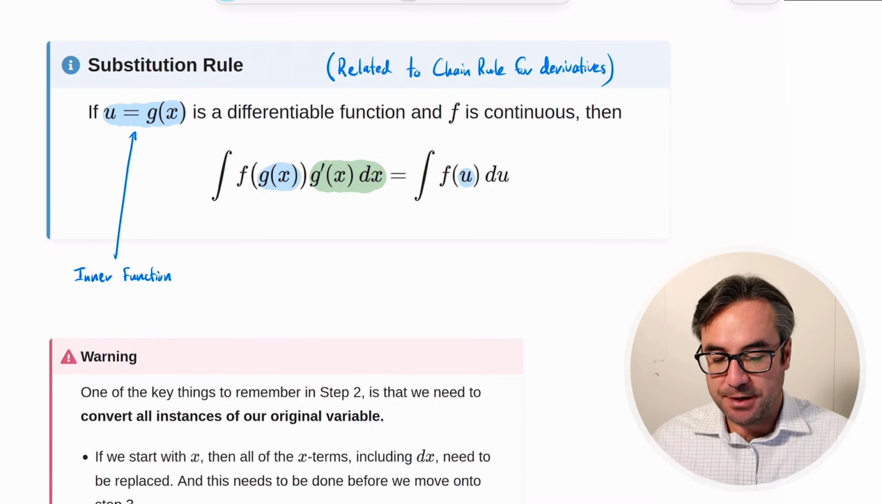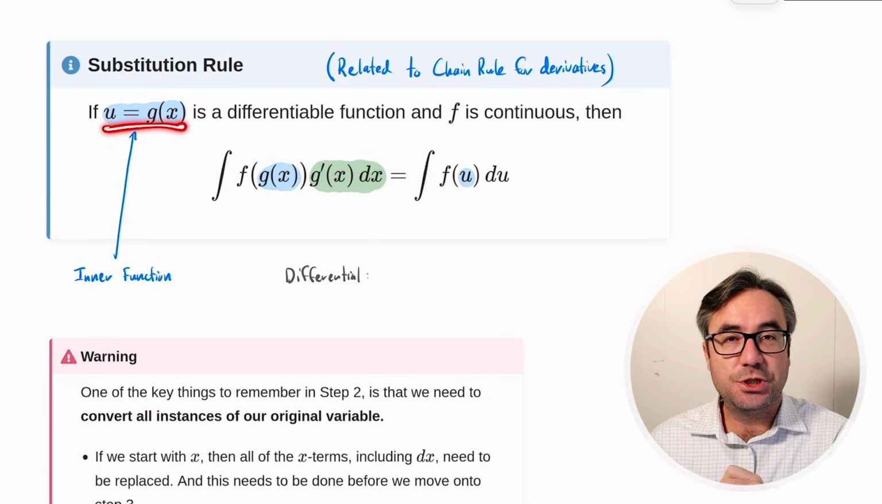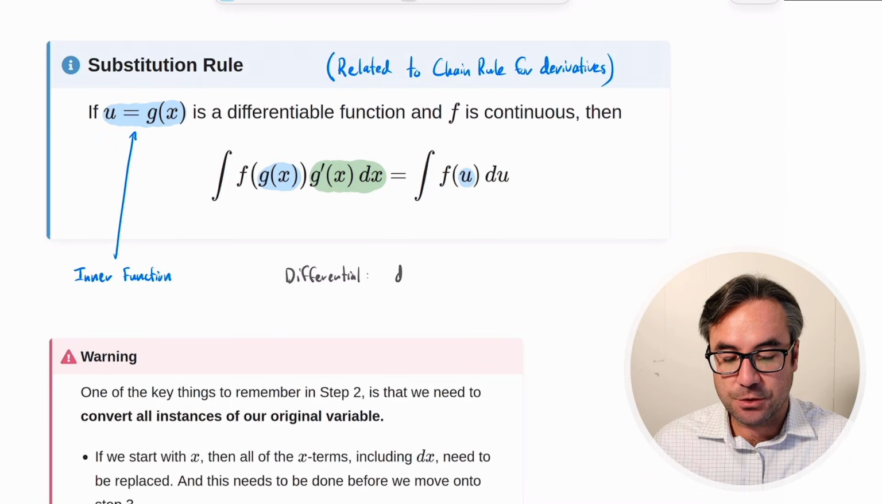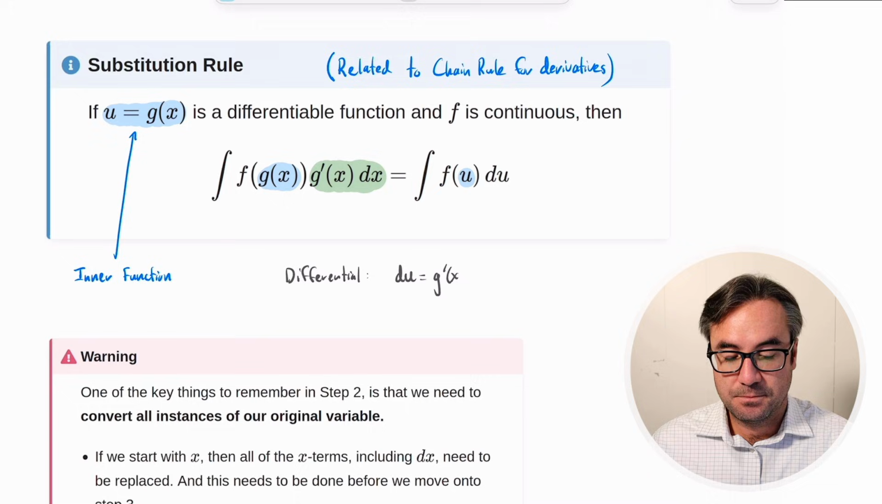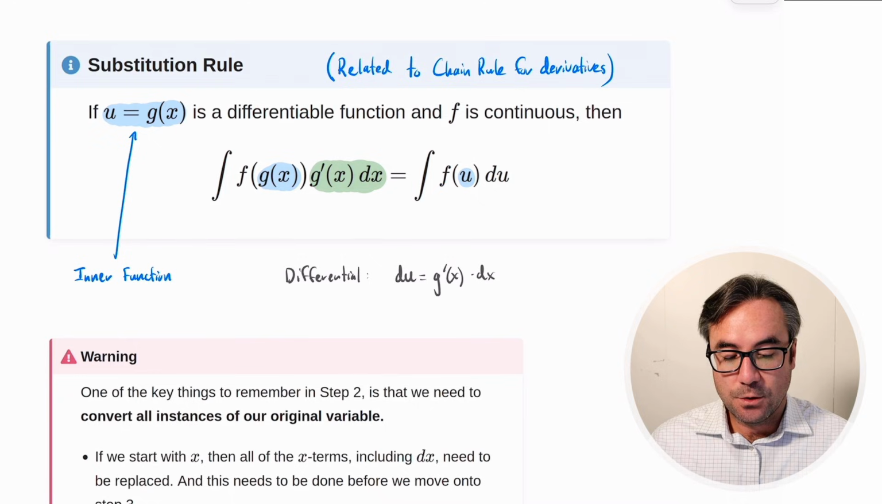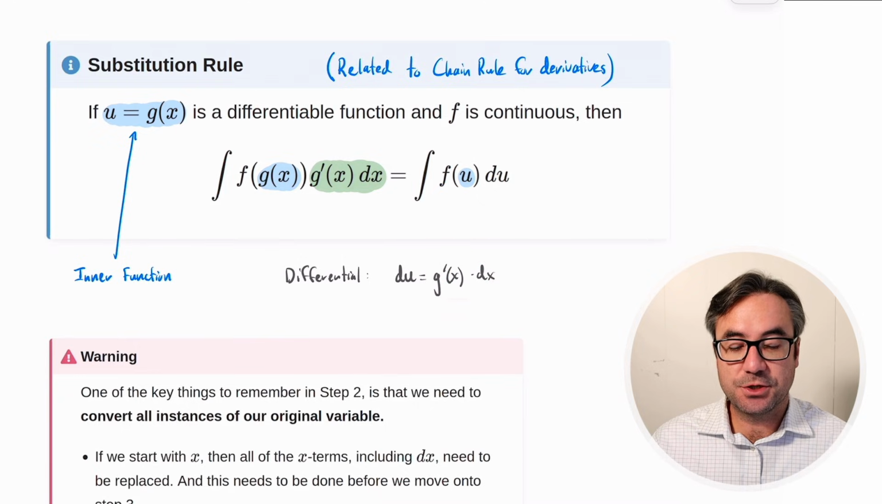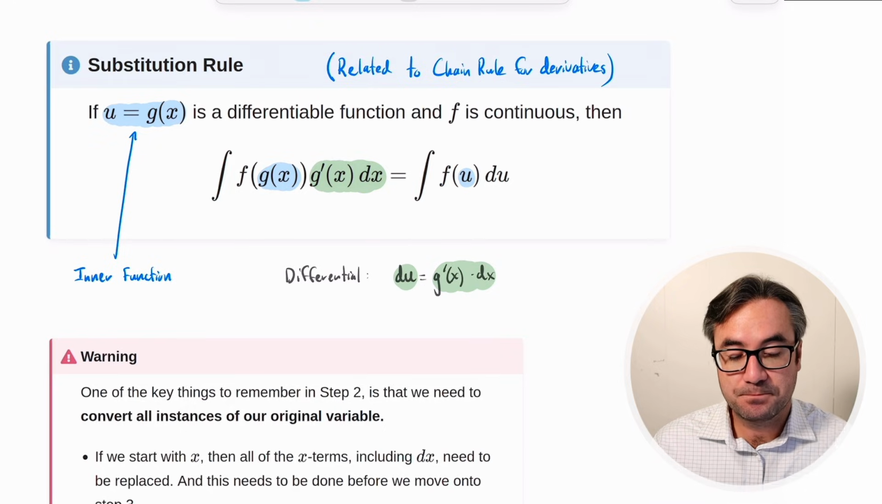And we're going to calculate something called, well, we've used this term before, but let's review it. The differential. So if we're letting u equal g of x, we're going to calculate the differential du by differentiating the function and then multiplying by dx at the end. And the idea is we're going to use this differential and we're going to replace the g prime times dx with du.